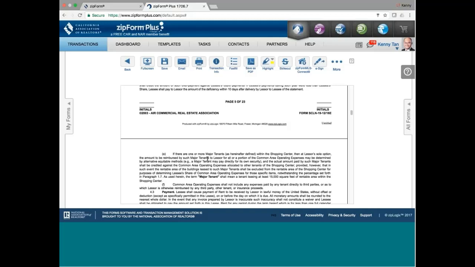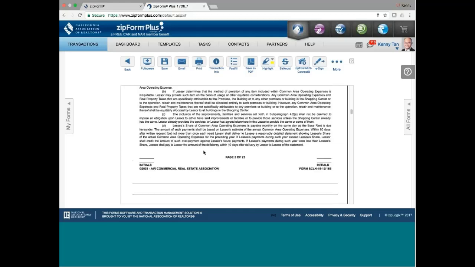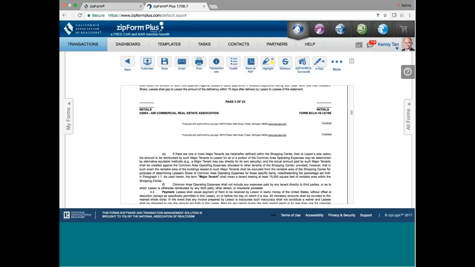Okay. Why do we need to know who the major tenant is? Because being a major tenant has its advantages in a shopping center. And it's on item number E. It says here, if there are one or more major tenants, as hereinafter defined, within the shopping center, then at the lessor's sole option, the amount to be reimbursed by such major tenants to lessor for all or a portion of the common area operating expenses may be determined by alternative equitable methods.